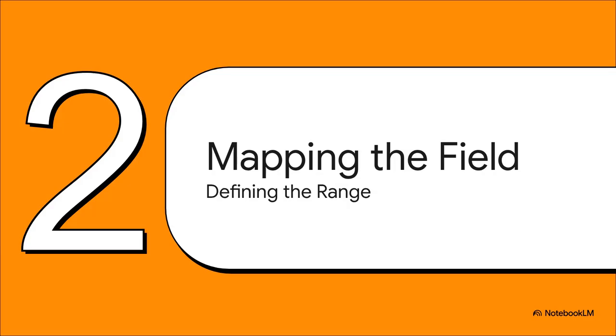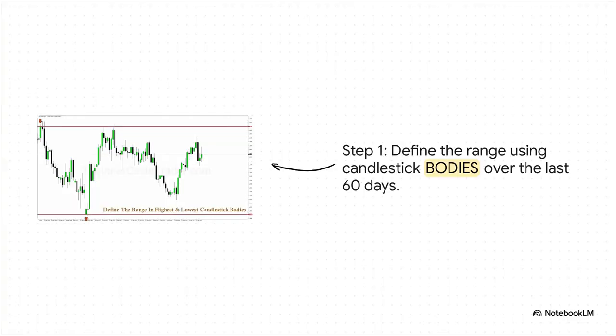All right, so where do we even start with all this? The very first thing we need to do is define our playing field. We have to cut through all the noise on the chart and figure out the actual boundaries of the current consolidation. And we're going to do that right on the daily chart. And here's the first step in action. It looks simple, but the details are everything.